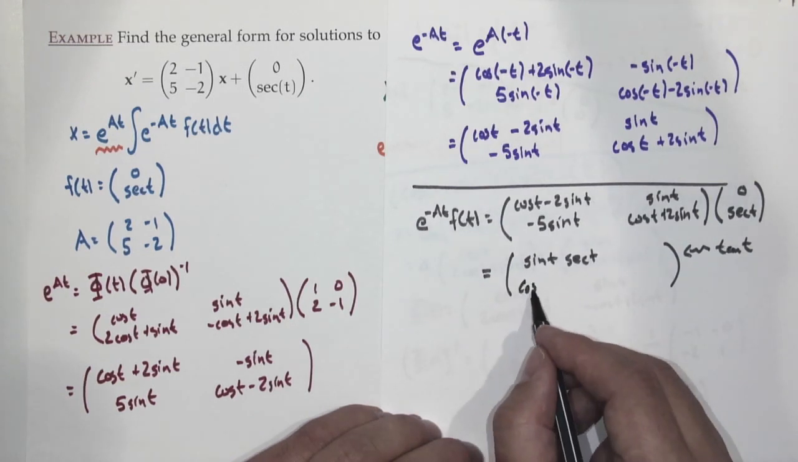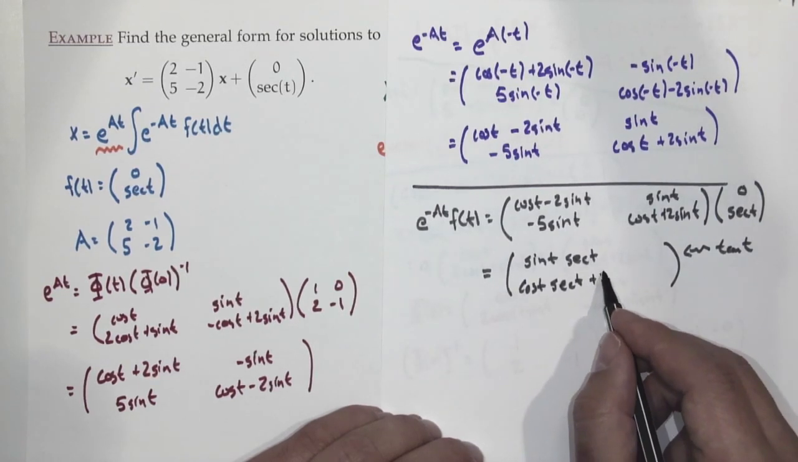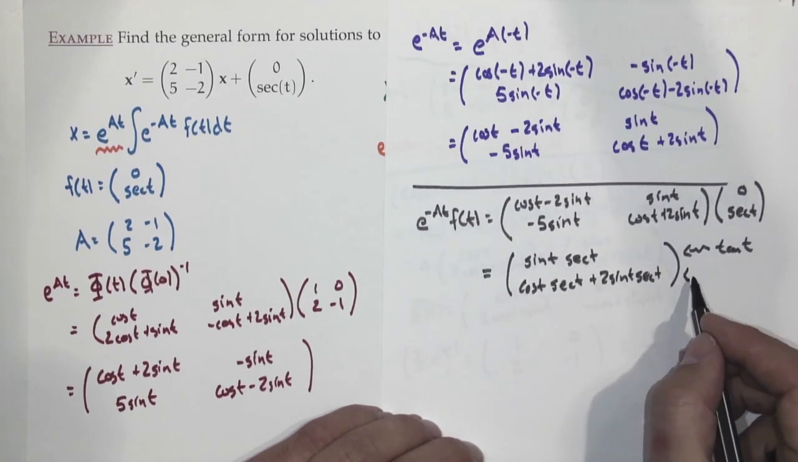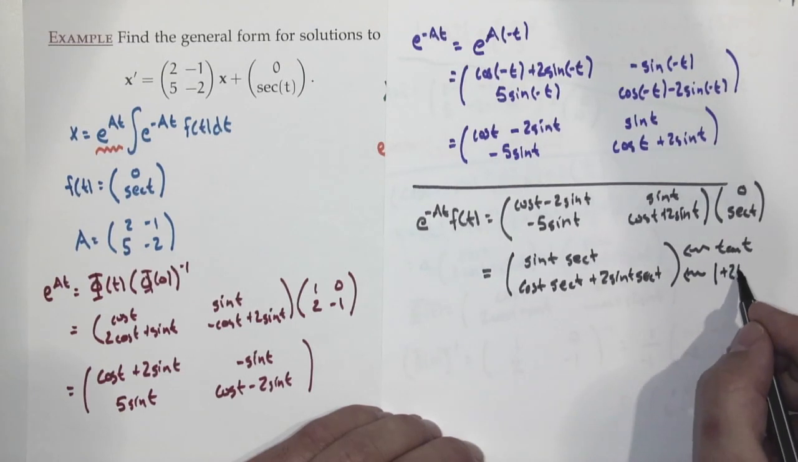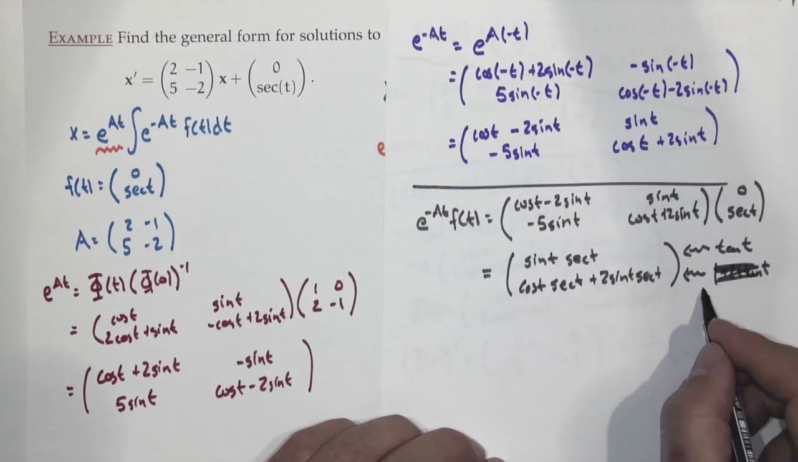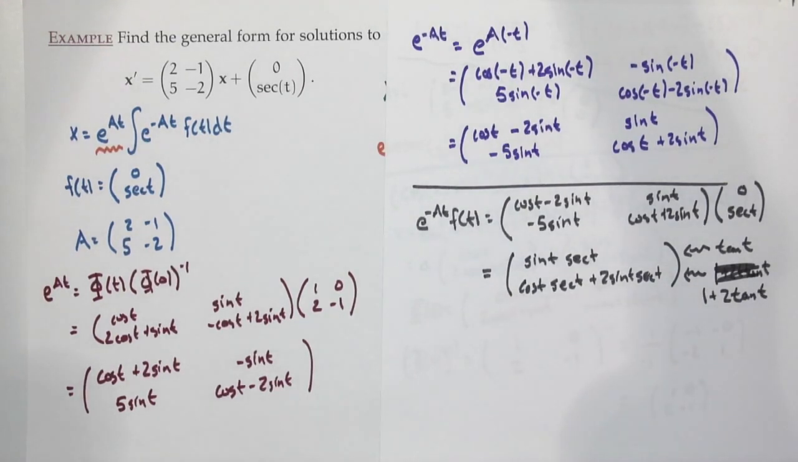Well, I'll start writing some things down. Cosine t secant t plus 2 sine t secant t. Does that simplify to a nice expression? 1 plus 2 tangent. Oops, looks like I wrote a t there. Let me try that again. 1 plus 2 tangent t. All right. Good. So, now, what's next?